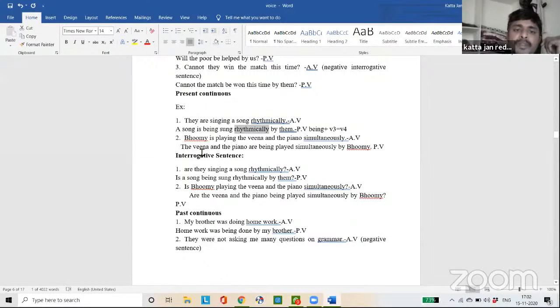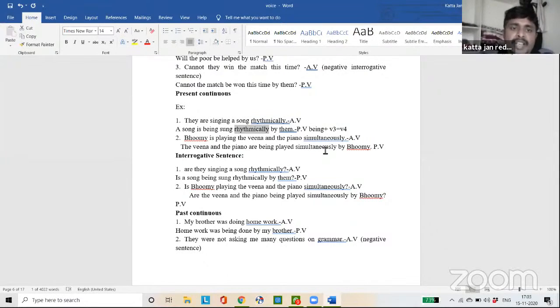Okay, so the veena and piano are being, because V4. So that being, playing becomes played, right? Simultaneously, right? After V3, by Bhumi, right? If one example is clearly understood, all the examples will follow the same pattern.